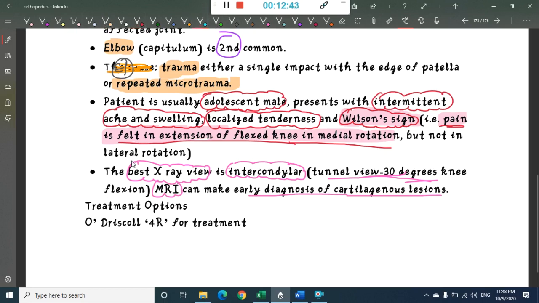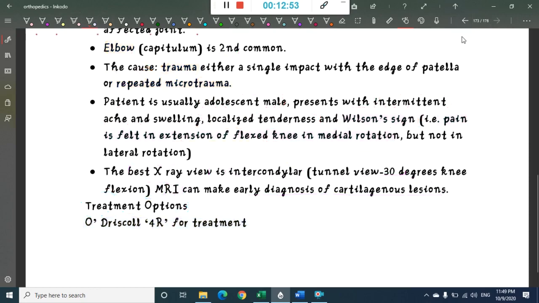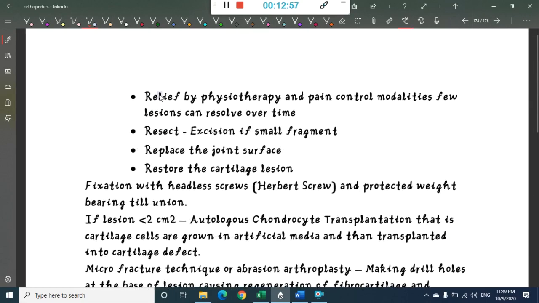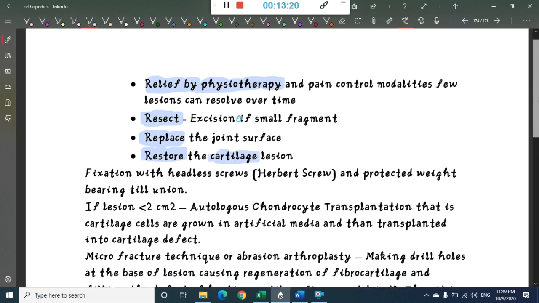Then how are you going to treat the lesions? The treatment option is called O'Driscoll or 4R treatment. What do you see in this? We have 4 R's: relief by physiotherapy along with pain control modalities, then you will have to resect, that is excise the small segment or fragment of bone which is present. Second, you will have to replace the joint surface, and you will have to restore the cartilaginous lesion.